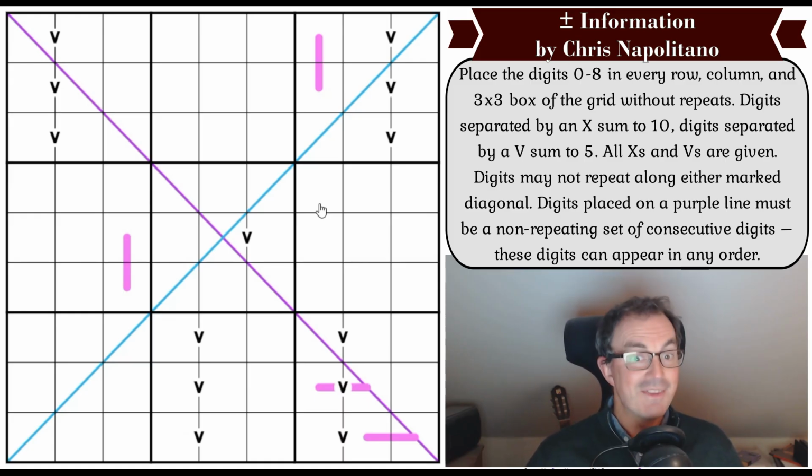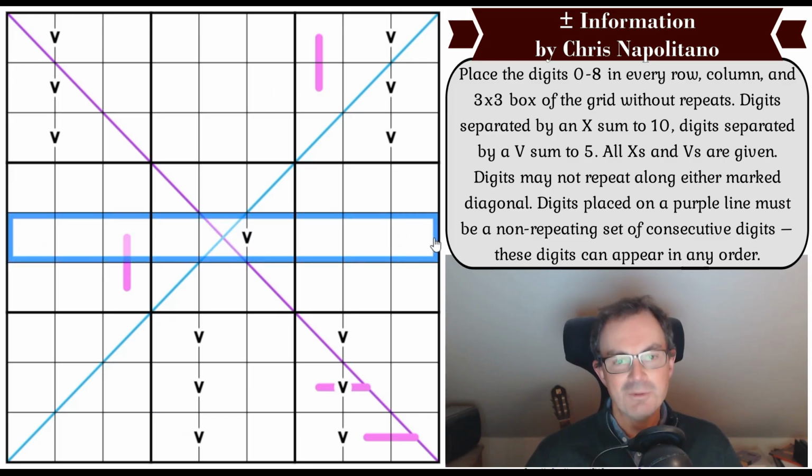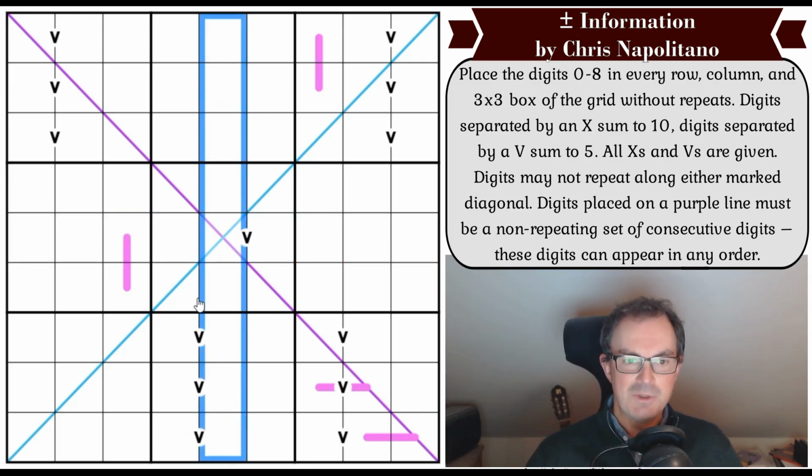But with that said and done, let us have a look at Plus Minus Information and see what Chris Napolitano has in store for us. These are the rules. We have got to place the digits 0 to 8 in every row, column and 3x3 box of the grid without repeats. So it's sort of normal Sudoku rules, except we're not using the digit 9. We have replaced the digit 9 with the digit 0.